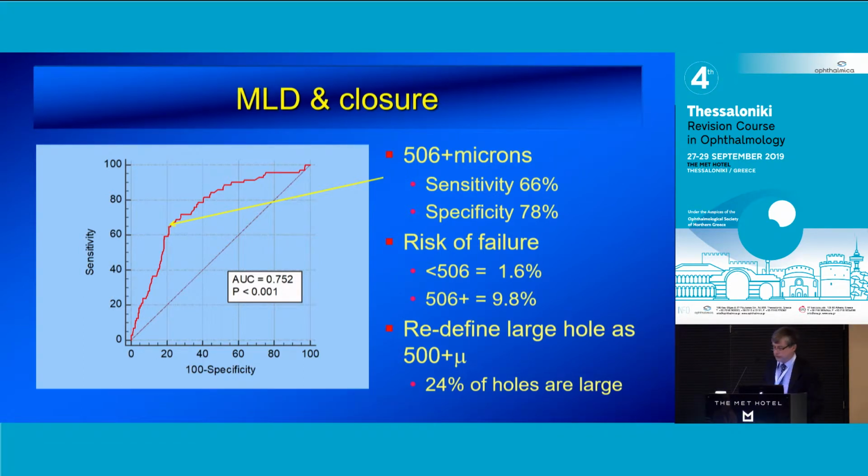And in fact, a receiver operating curve shows that this is where Gass and Duker got it wrong, I'm afraid, that we should redefine a large hole not as being 400 microns, but as being 500 microns. Risk of failure, if it's less than 500 microns, is about 1.6%. If it's more than 500 microns, it's nearly 10%. So we should redefine what we think of as a large hole. It also means that a much smaller number of holes are large.